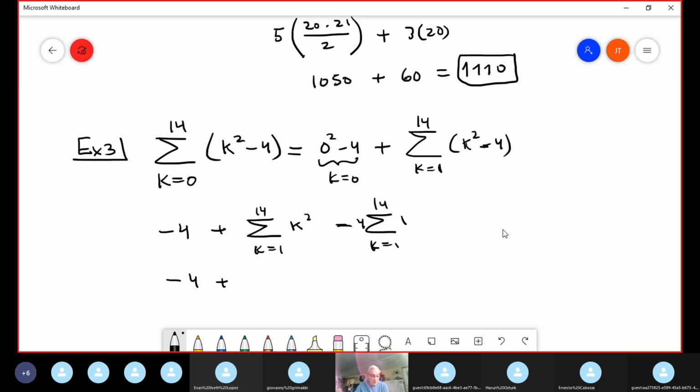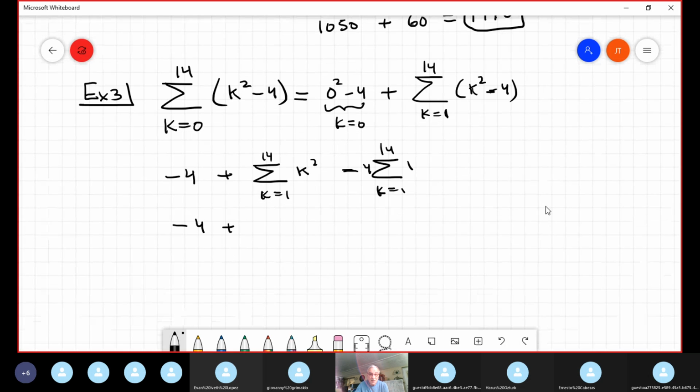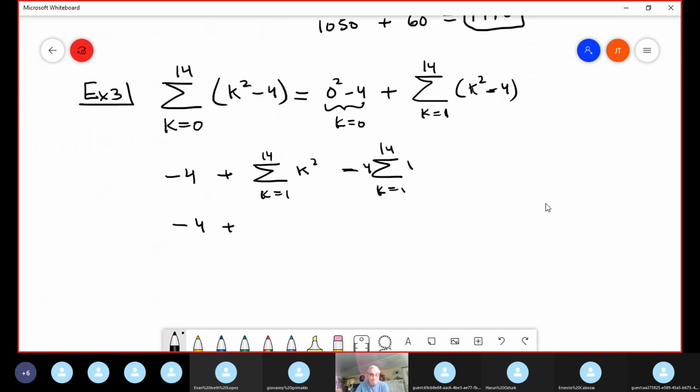This is the formula for the summation of K squared. The formula is N, but N is 14 in our summation, N plus 1, which is 15. Let me copy the formula. The formula is N times N plus 1 times 2N plus 1, divided by 6. So in our example, N is 14, N plus 1 is 15, and 2N plus 1 is 29, because 2 times 14 is 28, plus 1 is 29, divided by 6.